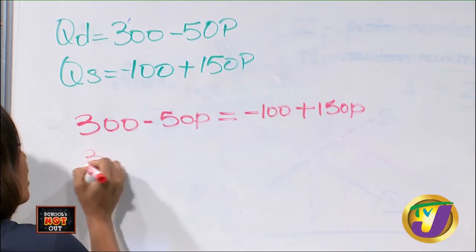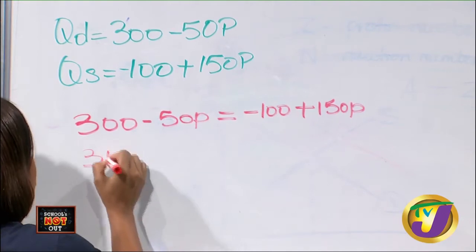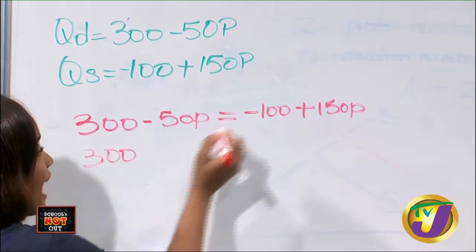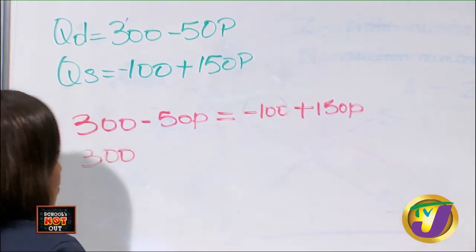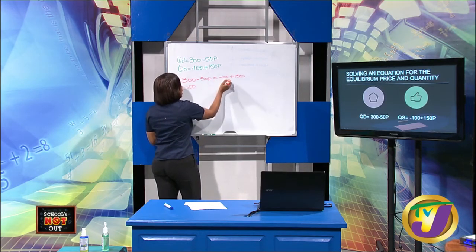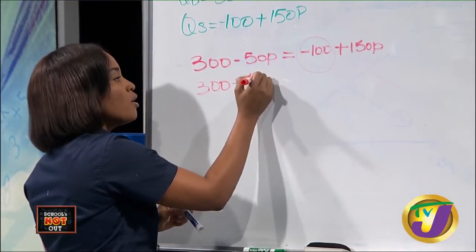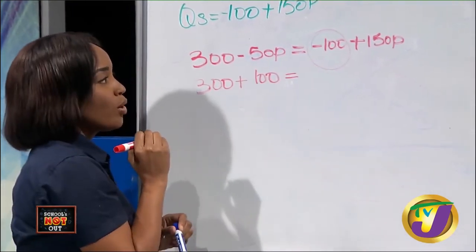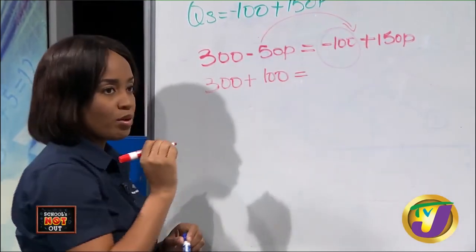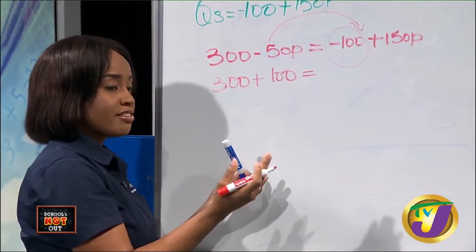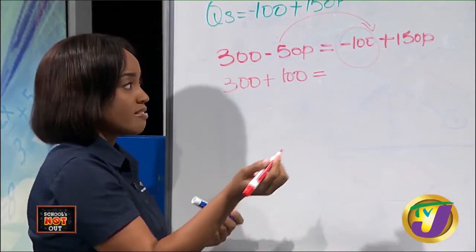So we can bring the negative 100 to the other side of the equal sign. So 300, and this negative 100 will become positive. So it's 300 plus 100 is equal to, and we're going to take the 50p to the other side of the equal sign, because we're grouping like terms. So this negative 50p now becomes positive on the other side.